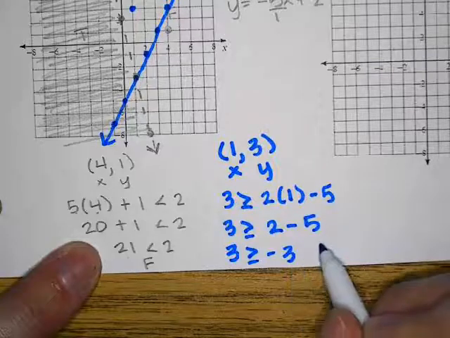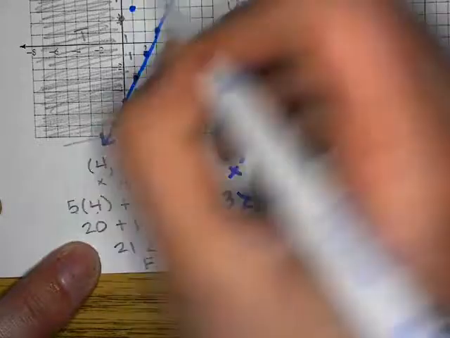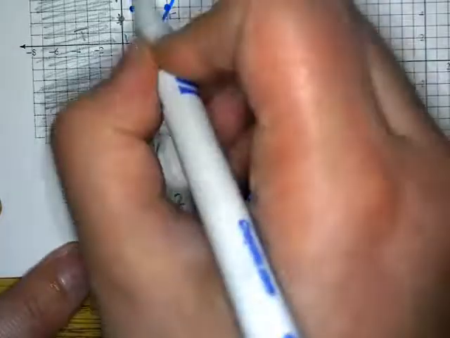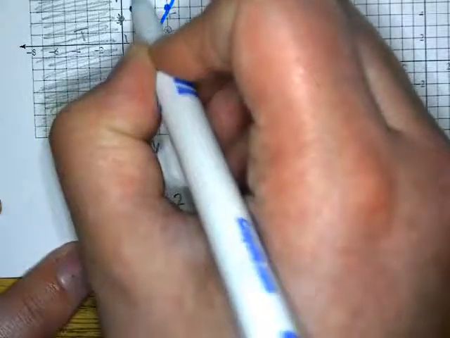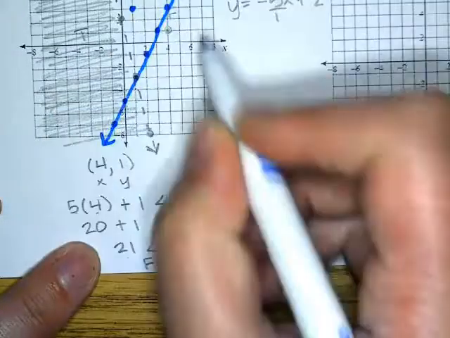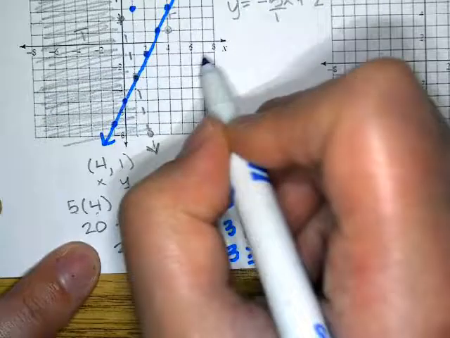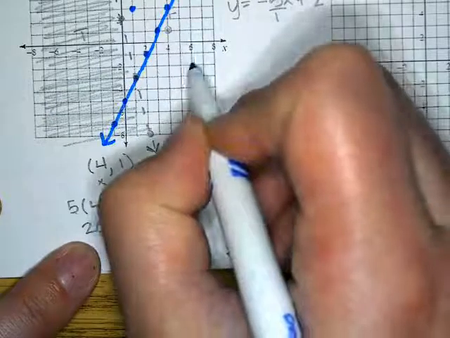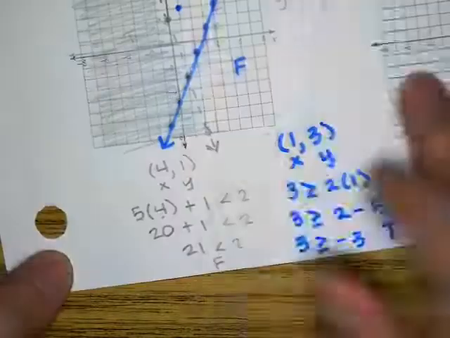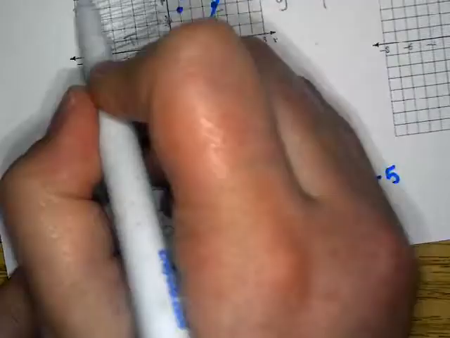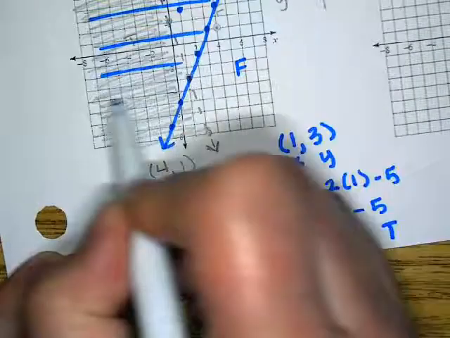And that is true. So that means if I'm just thinking about just the blue line, on the left side of the blue line I have my point, the point is true. On the right side of the blue line I have all the other points, all those points would then be false. And so I'm going to go ahead and shade over here on this side.